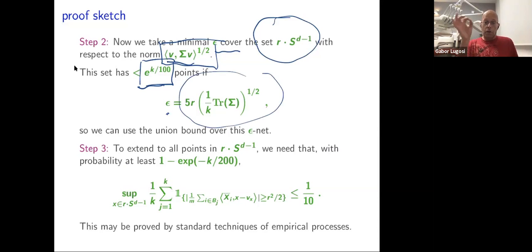Good, and now all we have to do is to control what happens. So now we know that this holds simultaneously for exponentially many candidate points. Now all we have to do is to look at what happens for the fluctuations within each little ball. And I'm not going to go into that. This can be proven using standard empirical process techniques like Rademacher symmetrization and contraction. I'm sure some of you know these techniques. Okay, so this is kind of standard stuff. So that's the proof.